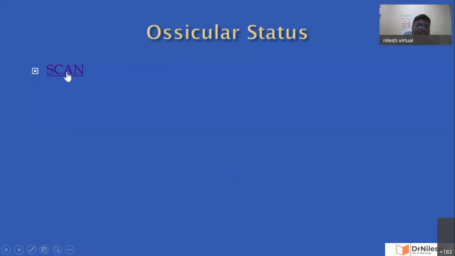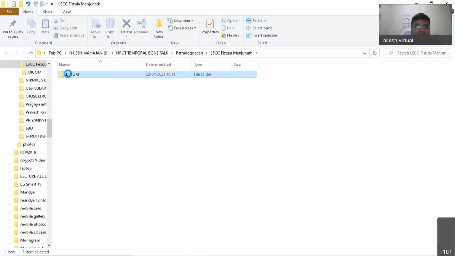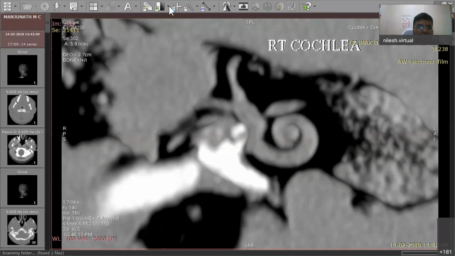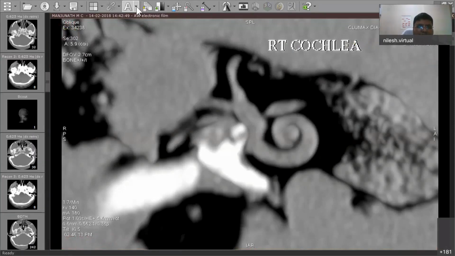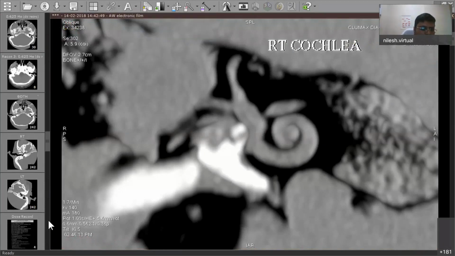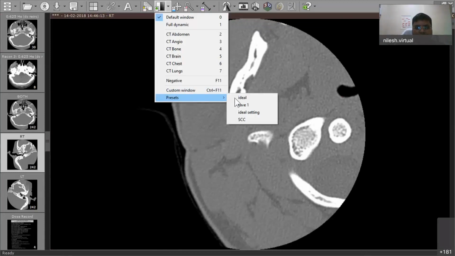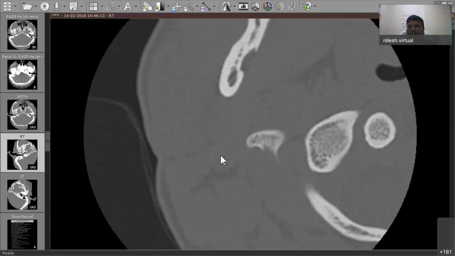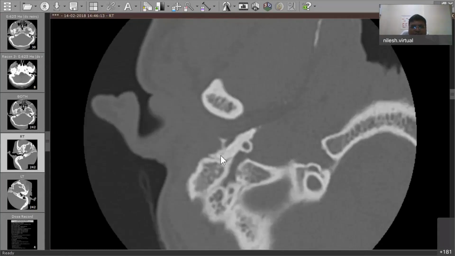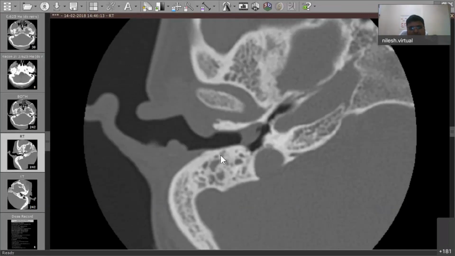Next is ossicular status. To do the ossicular reconstruction and to know the status of the stapes or incudostapedial joint in cases of canal wall down procedure, it is very, very important to know the ossicular status. So again, I'll open the scan, the same scan which we already saw just now. As we know, to find out the ossicles, we go from the bottom section to the top section. So I'm going from bottom to top now.